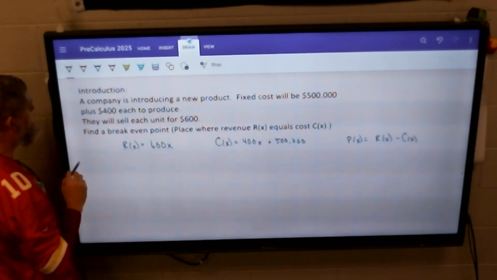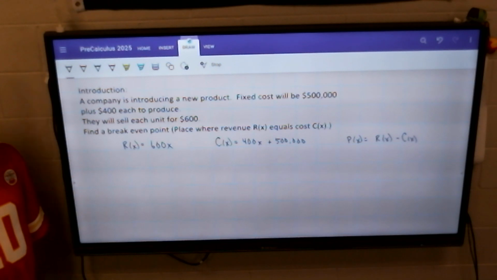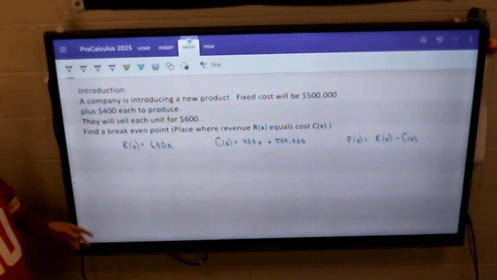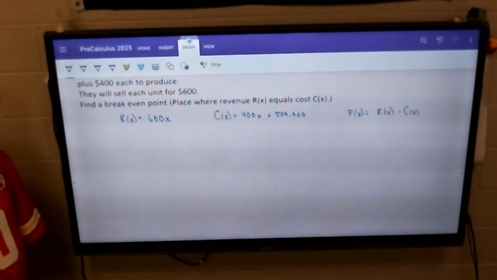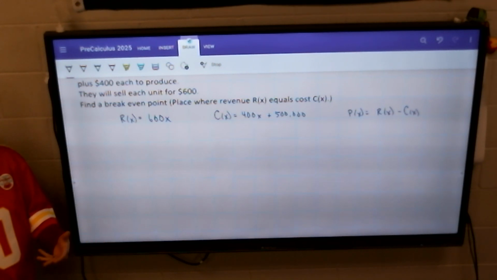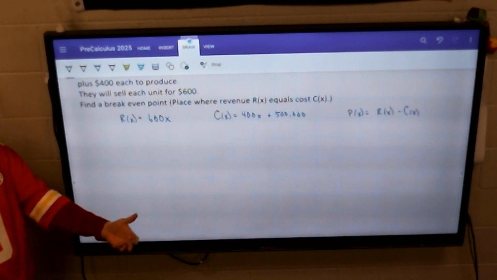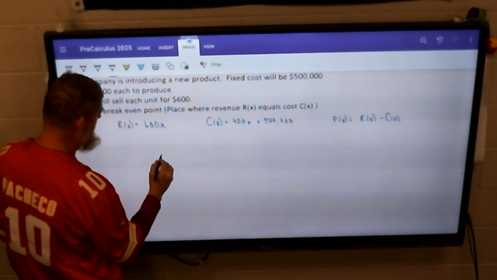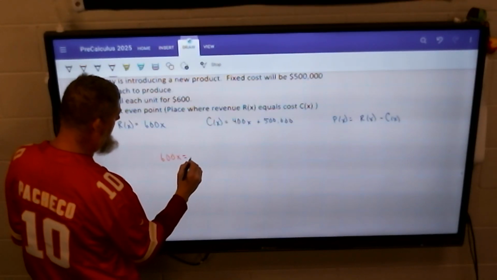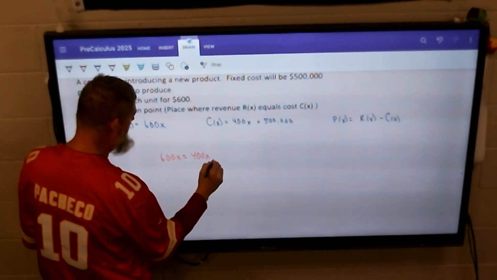And so the question then says, find the break-even point. Okay, so how would you find the break-even point? Just plug in numbers. Well, you could do it by brute force, which would take you a while. It's a much faster way to do it. When do you break even? When the revenue is greater than cost. Well, we break even when they're equal. Profit is when the revenue is greater. We want to break even, so we would simply do 600x would be equal to 400x plus 500,000.